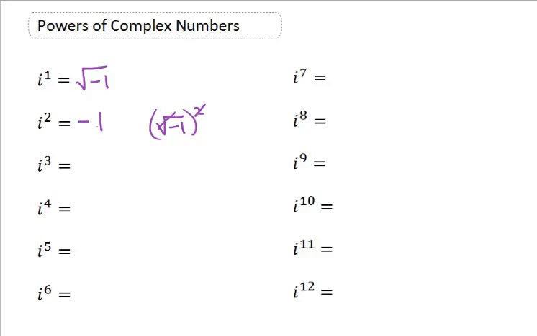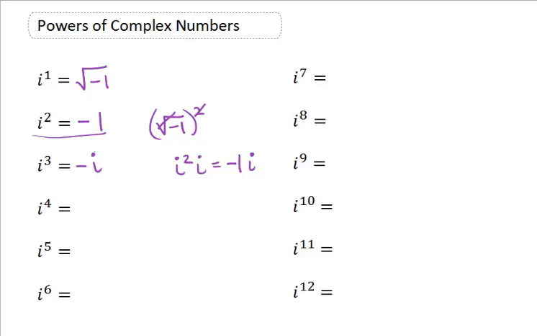i cubed is i times itself 3 times. Let me group it as i squared times i. I grouped it that way because I just learned from my last step that i squared is -1. So I'm going to write this as -1 times i. -1 times i simplifies to -i. So now I know that i cubed simplifies into -i.